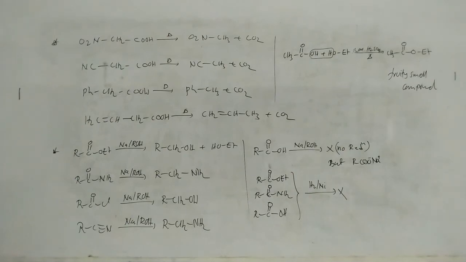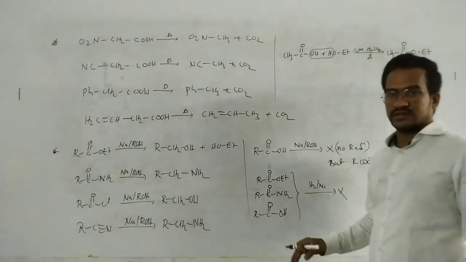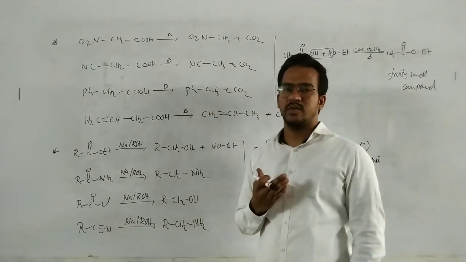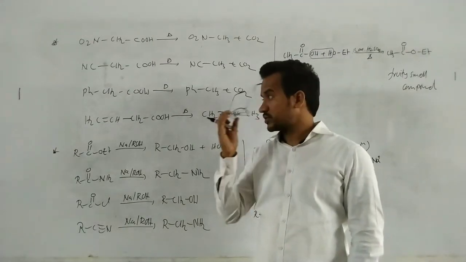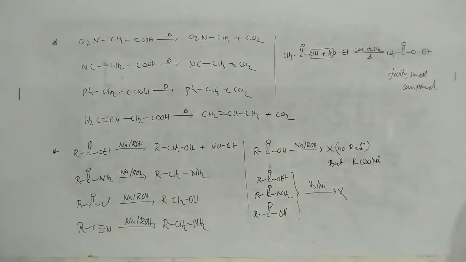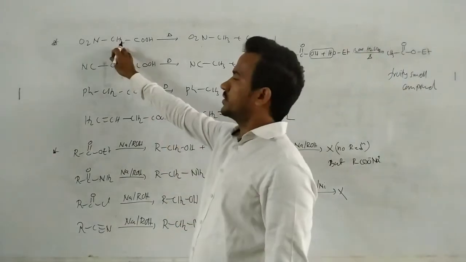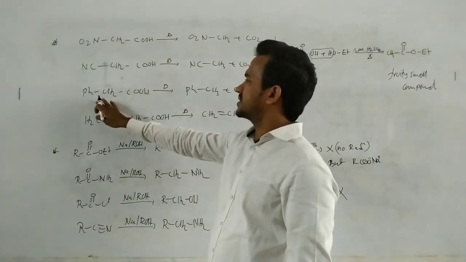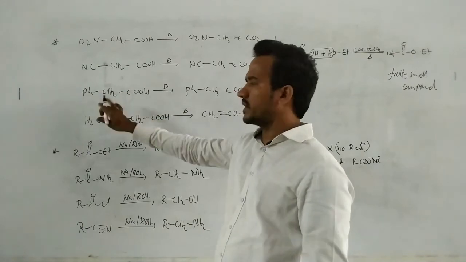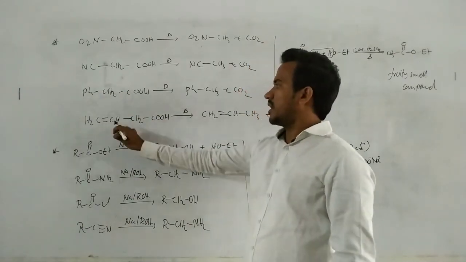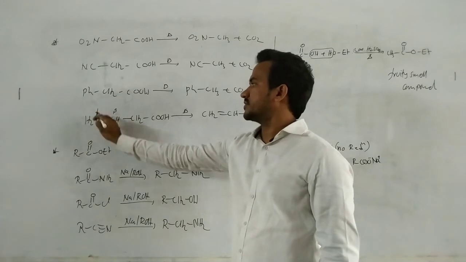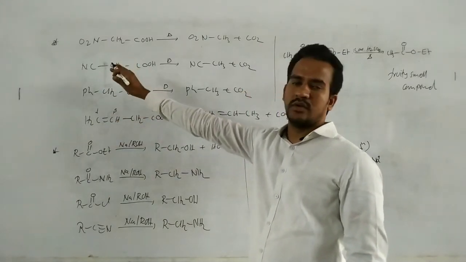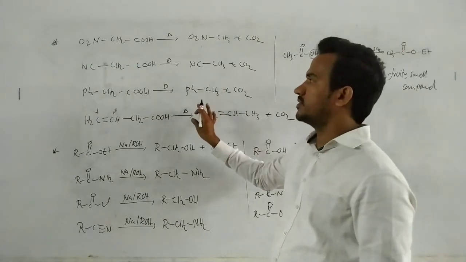Okay. Finally, see these reactions. In this case, like beta keto acids and 1,1-dicarboxylic acids, here also decarboxylation takes place. That means alpha nitro carboxylic acid, alpha cyano carboxylic acid, and in this case alpha phenyl carboxylic acid. Beta gamma unsaturated, alpha phenyl, alpha cyano, alpha nitro compounds on heating undergo decarboxylation.